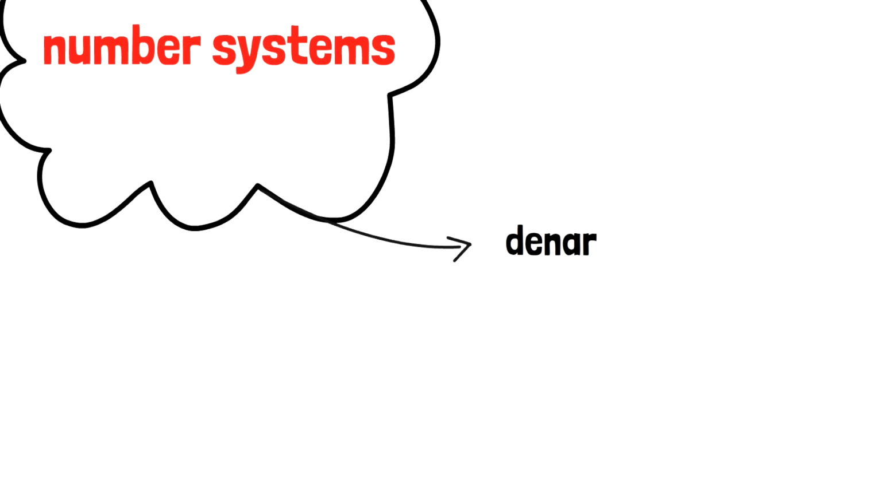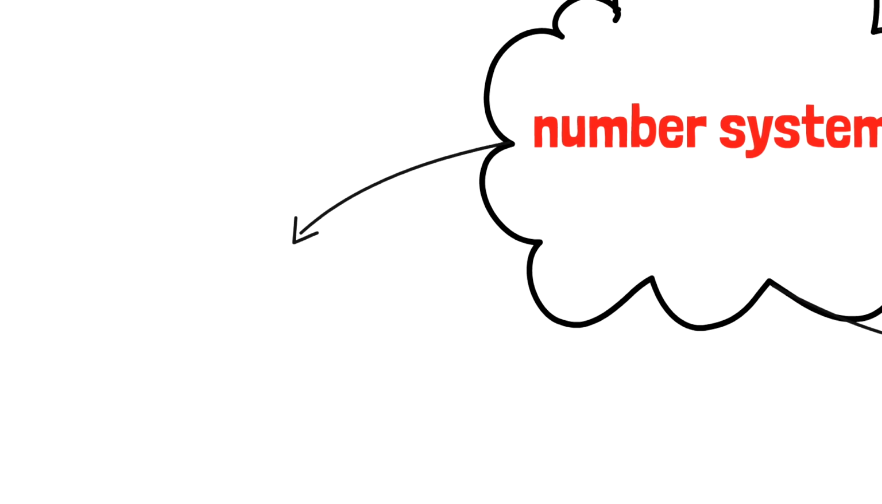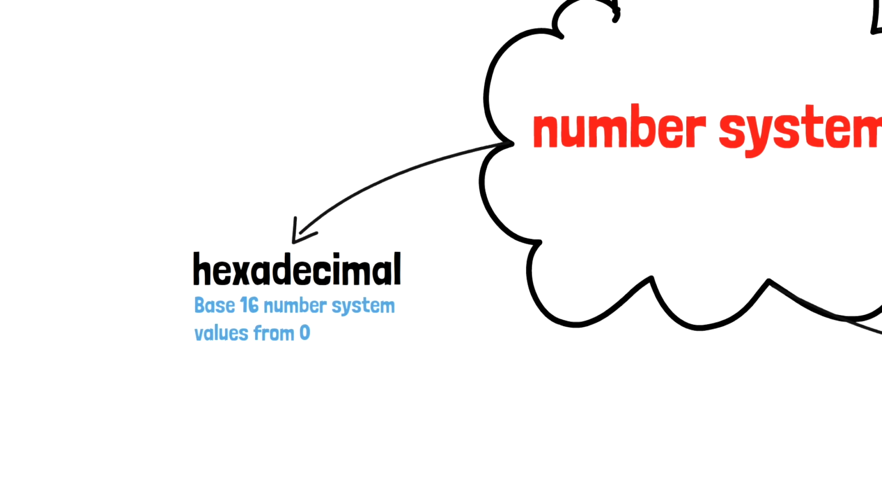Then we have the denary number system. The denary number system is a base 10 number system and has the values 0 to 9. We then have the hexadecimal number system, which is a base 16 number system and has the values from 0 to 9, then followed by A to F.